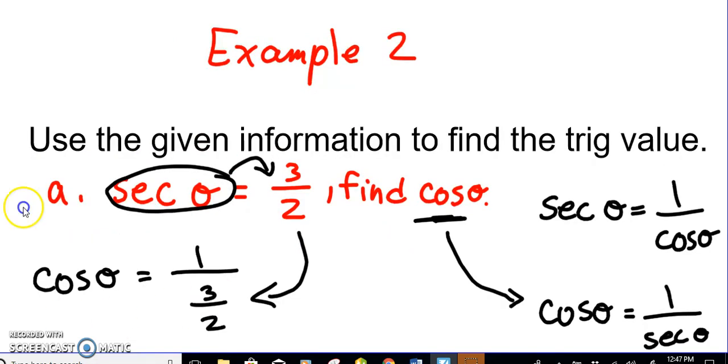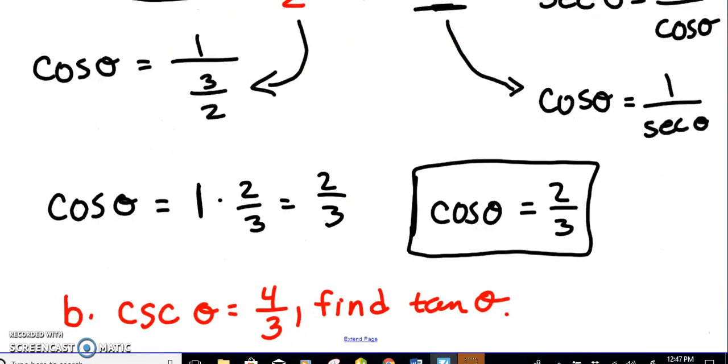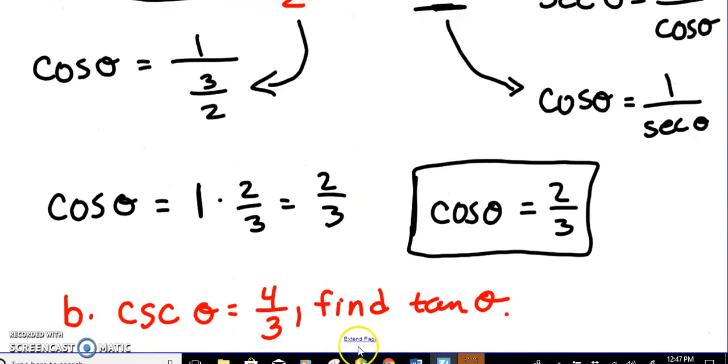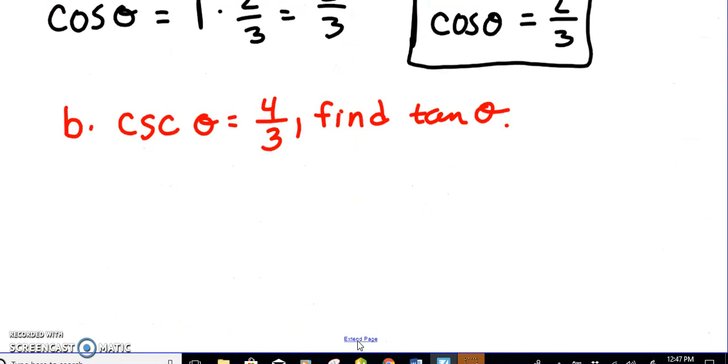Oh, where's my part B? I didn't want to show the practice yet. There is part B. Sorry about that. So part B. This time they give us cosecant, and we need to find tangent. So we have to figure out what trig identities have cosecant and tangent in them, or let's write that out.